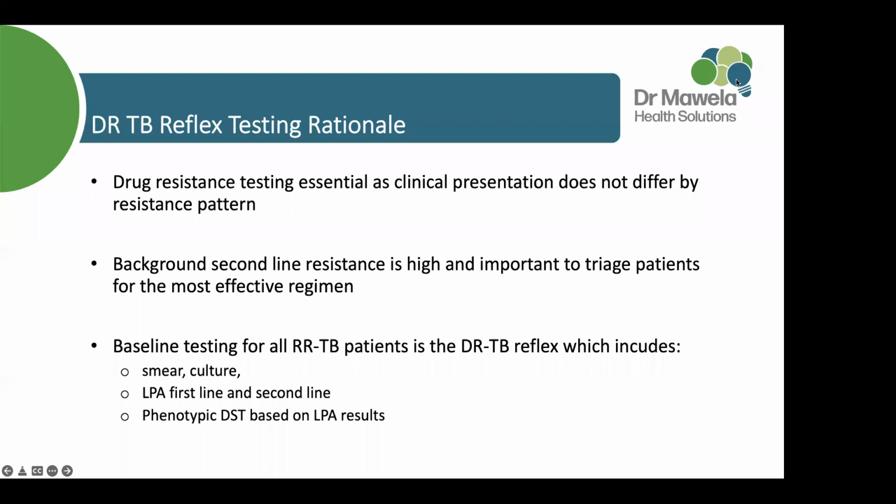The rationale behind it is that, like I said when we started, you cannot tell whether a patient has sensitive TB or resistant TB based on how they present clinically. You have to diagnose it using laboratory tests. And we now know that a good proportion of patients who have rifampicin resistance might have further mutations or further resistance, making the second-line anti-TB drugs weaker and weaker.